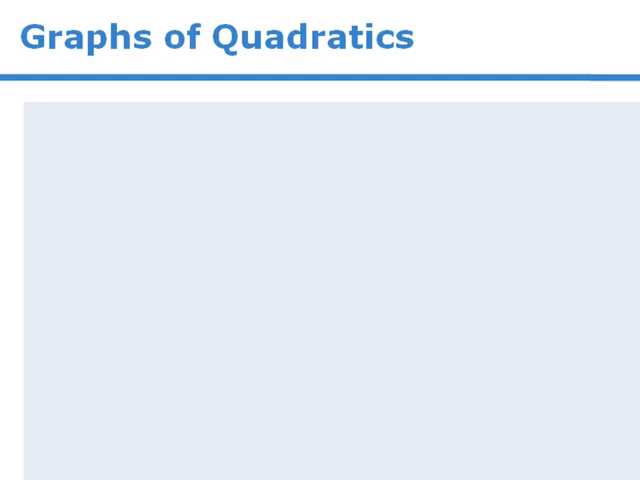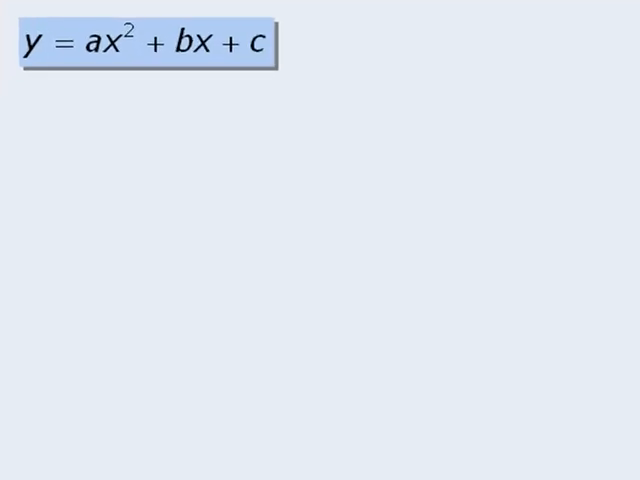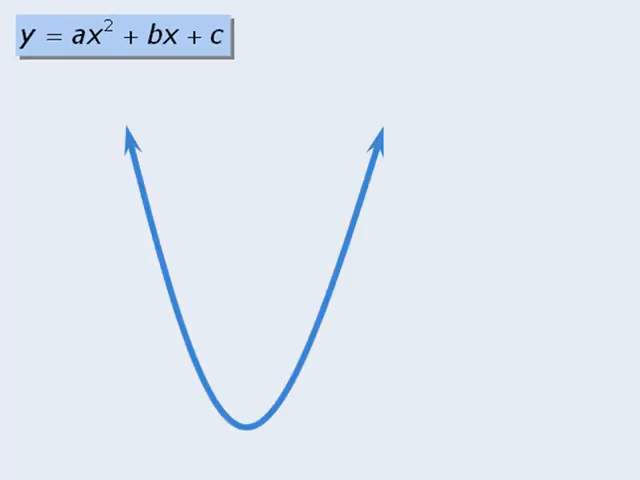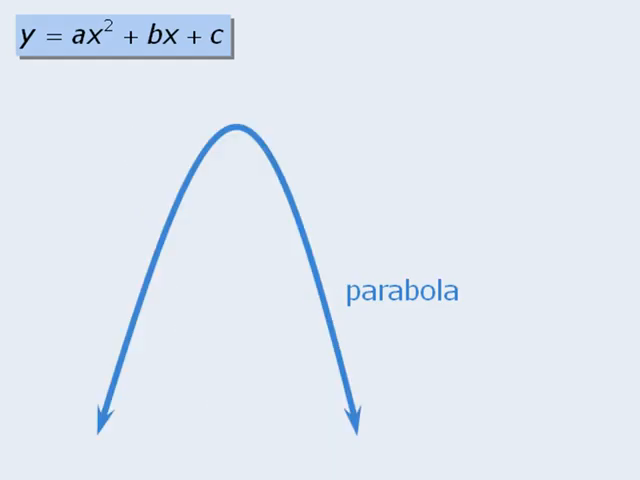Okay, let's continue. To begin, a quadratic equation is an equation that can be written in the form y equals ax squared plus bx plus c, where a does not equal 0. The graph of this equation will always be a shape like this called a parabola. The parabola can be opening up, like the one shown here, or opening down like this one.